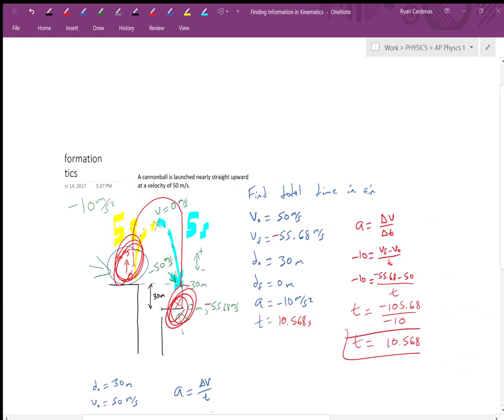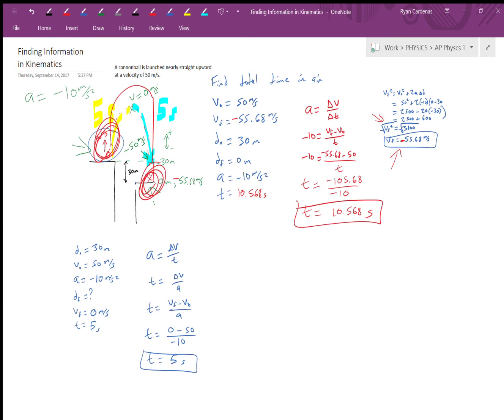Basically what I've done now is I've just found a lot of different information about this picture. And I didn't have a goal, but I'm pretty sure I now know just about everything there is to know about this situation. And that's how you identify variables from a picture.